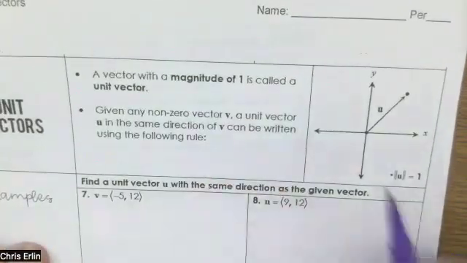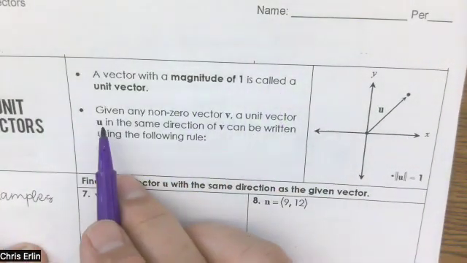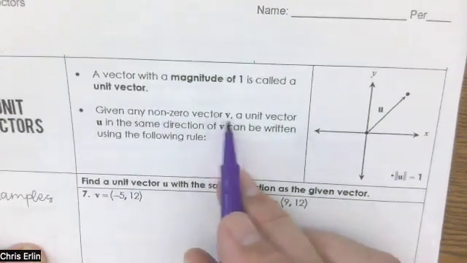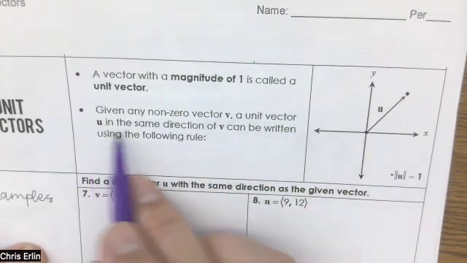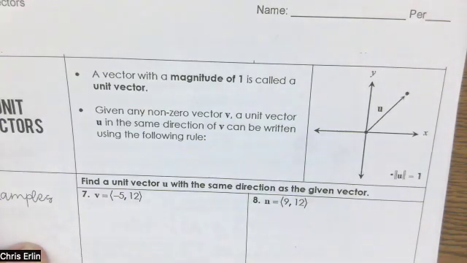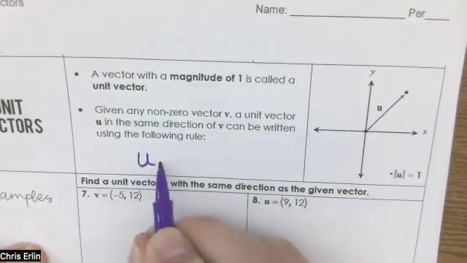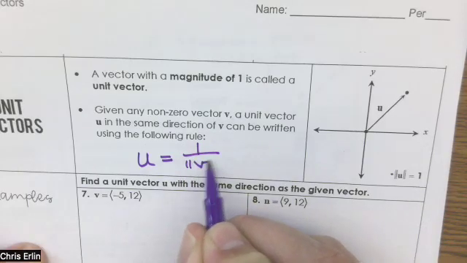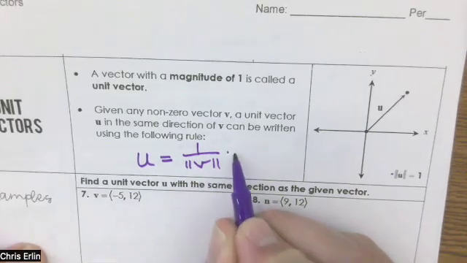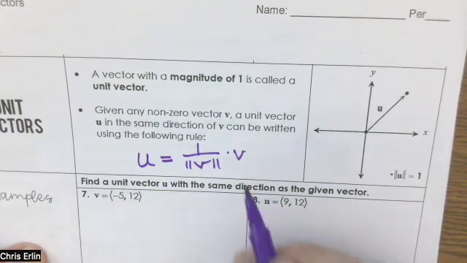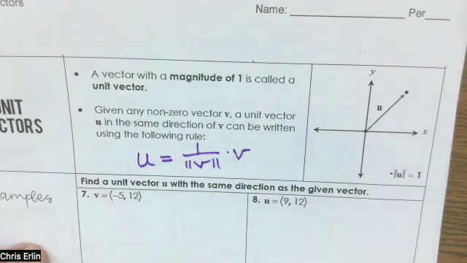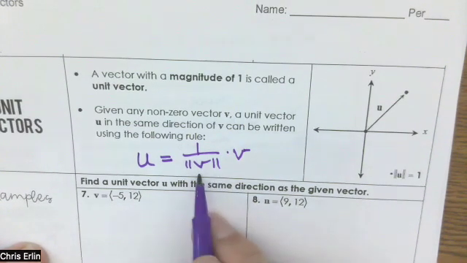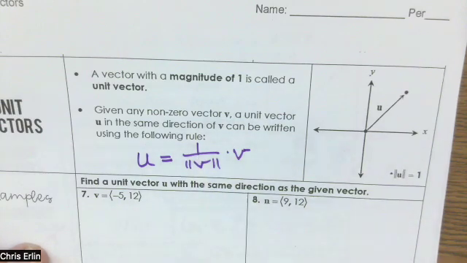So a unit vector is a vector with a magnitude of 1, and given any non-zero vector, a unit vector u in the same direction can be written as 1 over the magnitude of v, just like you did. You found that the magnitude was 5, and then distributing it across the components of the vector. The magnitude of v, 1 over that, times v.